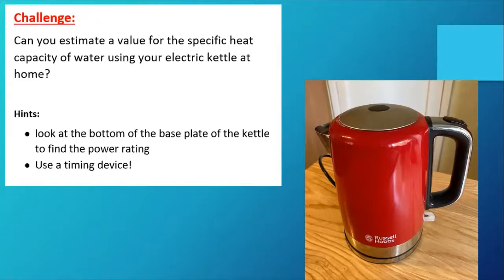What about m? Well, my hint to you is pour some water into the empty kettle using a measuring jug. And remember that 1 gram is 1 cubic centimeter, which equals 1 milliliter. Measuring jugs are often marked in milliliters. And yes, you're going to have to bring the water to the boil. Make an estimate of room temperature. And let's assume that it's going to boil at 100 degrees centigrade. So that's a challenge for you.